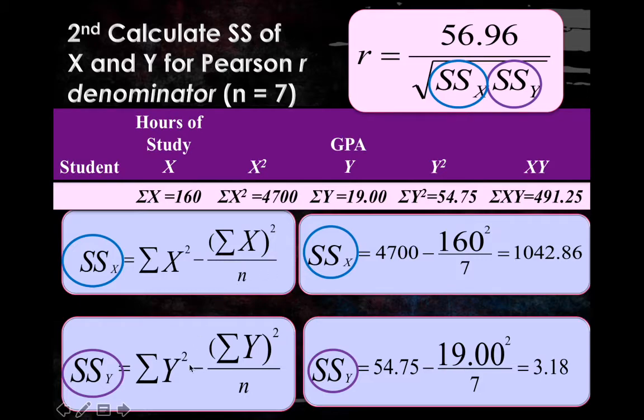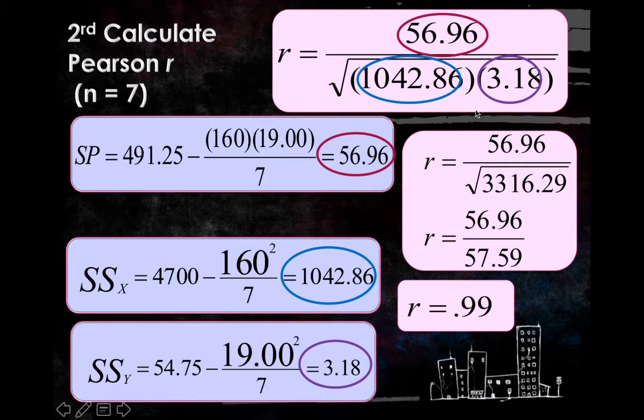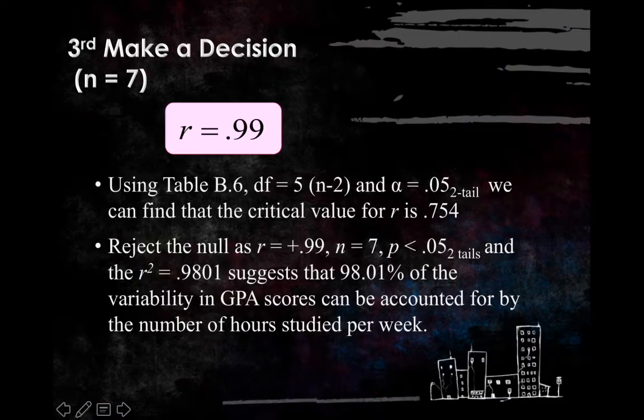Now you are going to do that again for y. So sum of squares y equals sum of y squared minus sum of y, squared, divided by n, and that's going to give me 3.11. So now I have the bits I need for the denominator part of the r. Now let's just do some math, right? So we got 56.96 on the numerator divided by the square root of 1042.86 times 3.18, which gives me a Pearson's r of 0.99. I then square it.